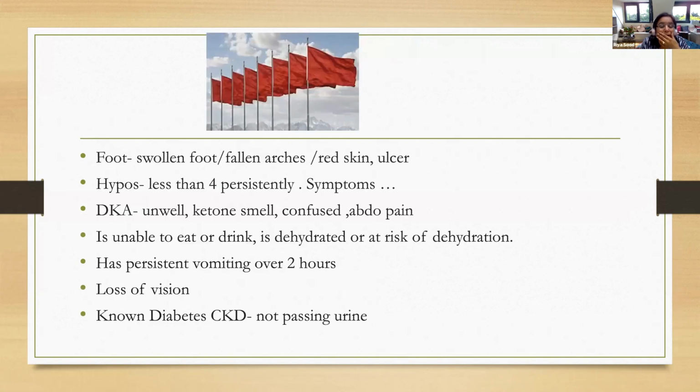Again, I just wanted to run through some red flags. So again, this will not be surprising because we've kind of covered this as we've moved along. For the foot, if you see a swollen foot with fallen arches, which weren't fallen before, red skin ulcer, these patients need help now. If a patient's telling you every day they're getting readings less than 4, they need to get help now. And remember, some of these patients, they can show you a blood sugar reading. They've lost, because the autonomic nerves are not working anymore, they've lost the hypo awareness. So they actually don't even know they're getting a hypo. That's how they go into diabetic coma.